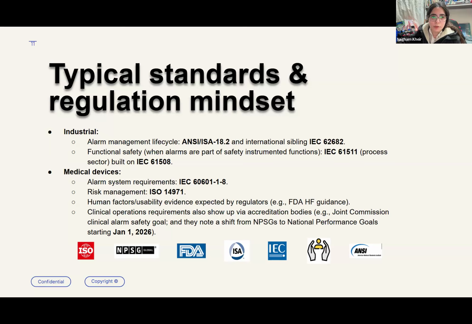All of this is supported by risk management under ISO 14971. This ISO standard defines the full life cycle process. I'm gonna jump to regulators also, like human factors and usability evidence, which is guided by FDA human factors guidance. I think I skipped something here.